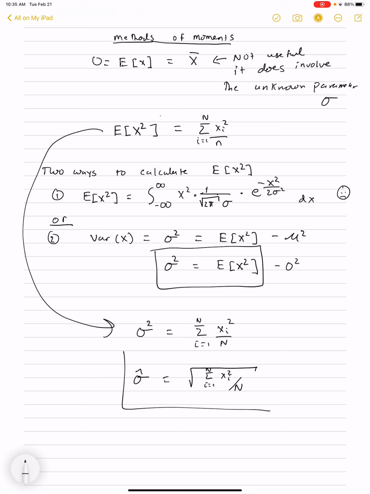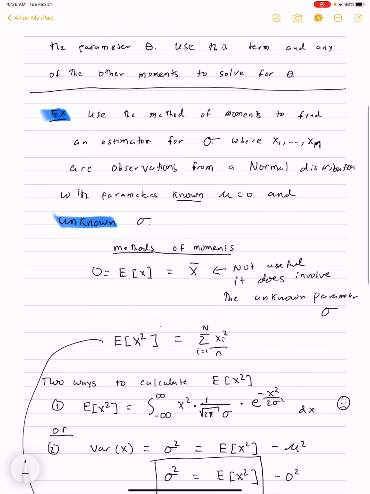Okay, so this is the method of moments estimator for the variance when the mean is 0. I just want to caution you, this does not work if the mean is not 0, so this is particular to this specific example with this mean.